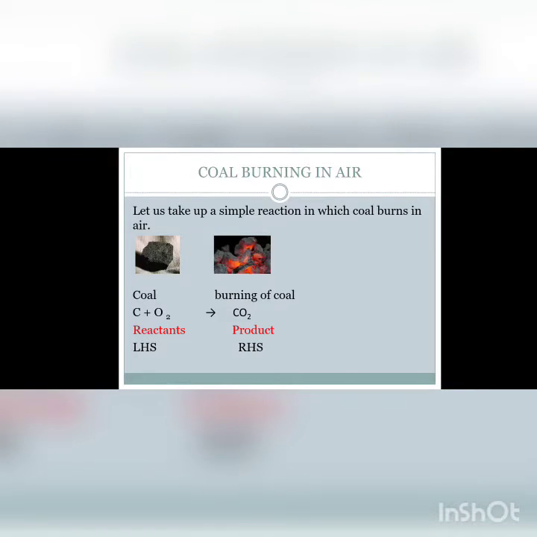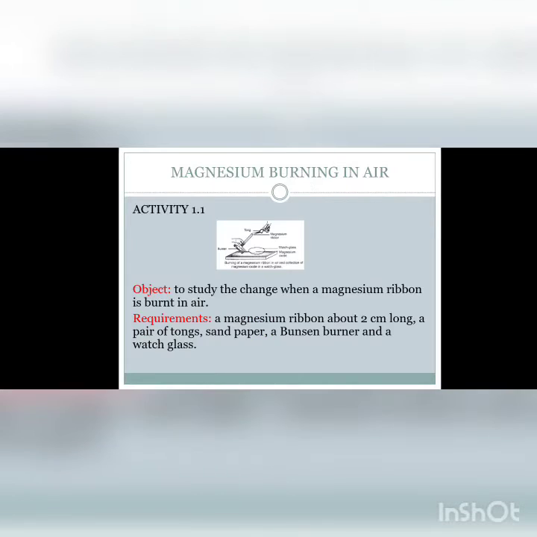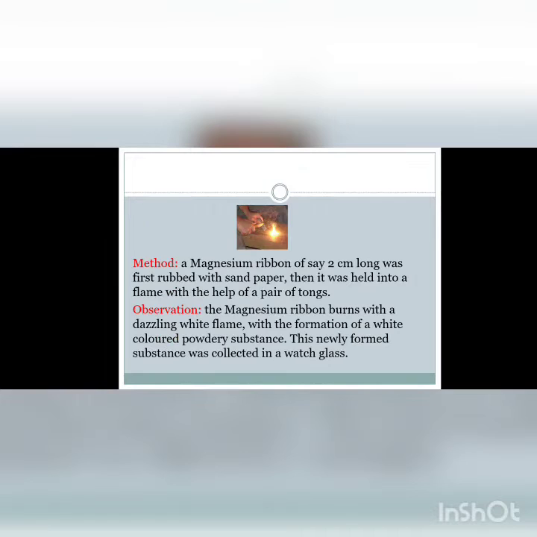Coal burning in air: carbon reacting with oxygen forming carbon dioxide. Carbon and oxygen, which are written on the left hand side, are reactants, and carbon dioxide is a product which is written on the right hand side. Magnesium, when it is made to burn in air, forms a new substance. The magnesium is a metal, it is burnt in air and it forms a new substance.